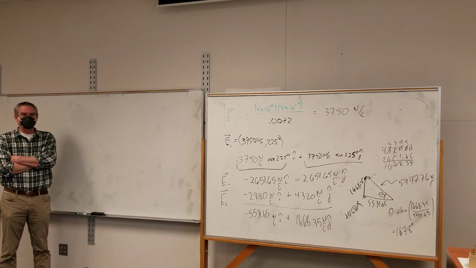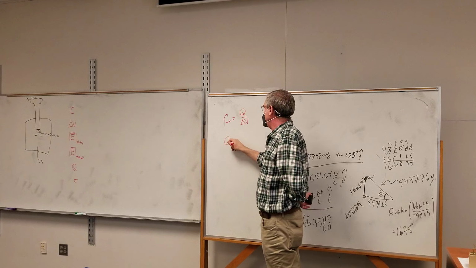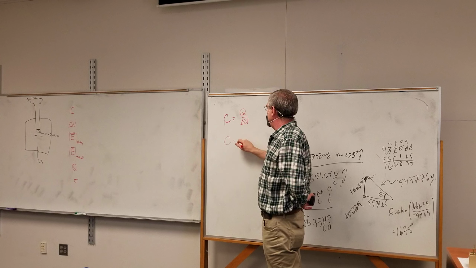I know that for a parallel plate capacitor, capacitance is equal to, well, equal to Q over delta V. Actually, that's true for any capacitor. For a parallel plate capacitor, which is what this is, it is kappa epsilon naught A over D. I feel like I'm missing a letter there.